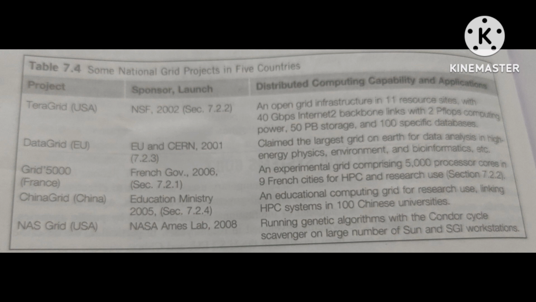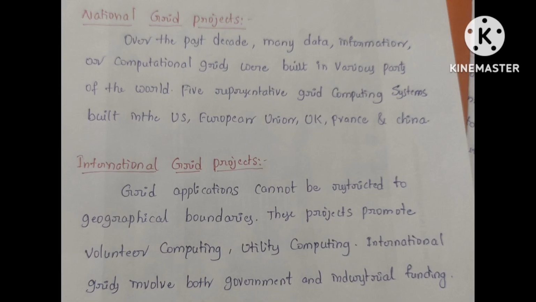And the last one is NAS Grid. It belongs to USA and it is sponsored by NASA Ames Lab and launched in the year 2008. Regarding it, running genetic algorithms with the Condor cycle scavengers and a large number of Sun and SGI workstations.